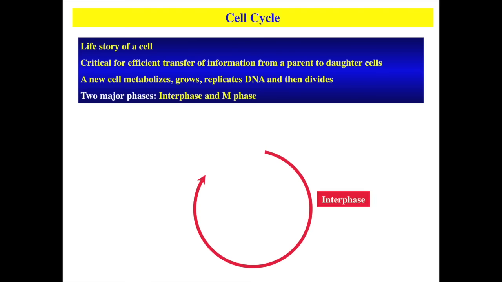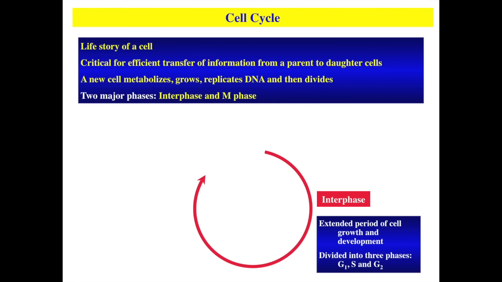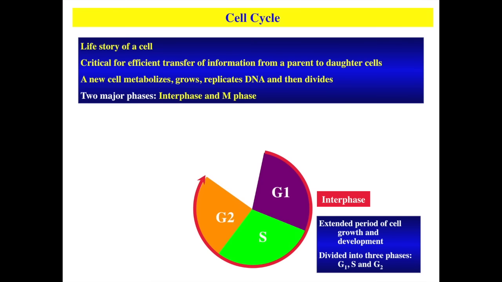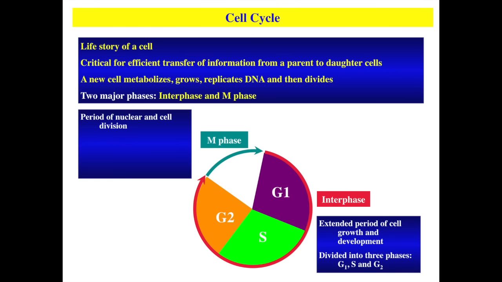During interphase, cells undergo an extended period of growth and development and is divided into three subphases, G1, S, which is for synthesis, and G2. After G2, cells begin the process of mitosis, or M phase. M phase is this period of nuclear and cell division. It includes mitosis, the process of nuclear division and chromosome replication, and cytokinesis, the process of cytoplasmic division.